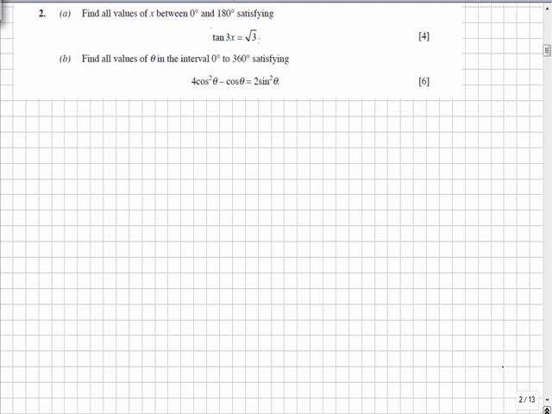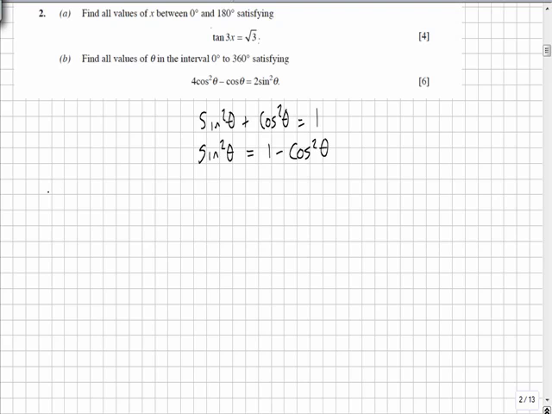Question B, we're asked to solve the function 4 cos squared theta minus cos theta equals 2 sine squared theta. The standard identity that we'll need to use here is, of course, sine squared theta plus cos squared theta is equal to 1. In this case, because we already have a cos squared and a cos theta, I'm going to remove the sine squared. So in rearranging, we get sine squared theta is actually equal to 1 minus cos squared theta.